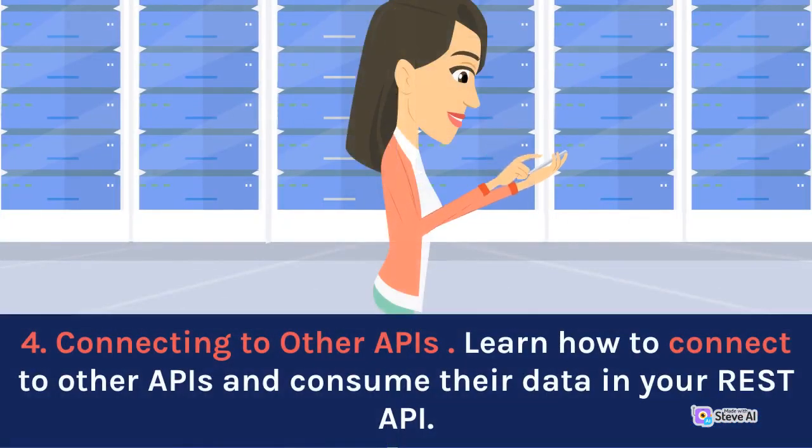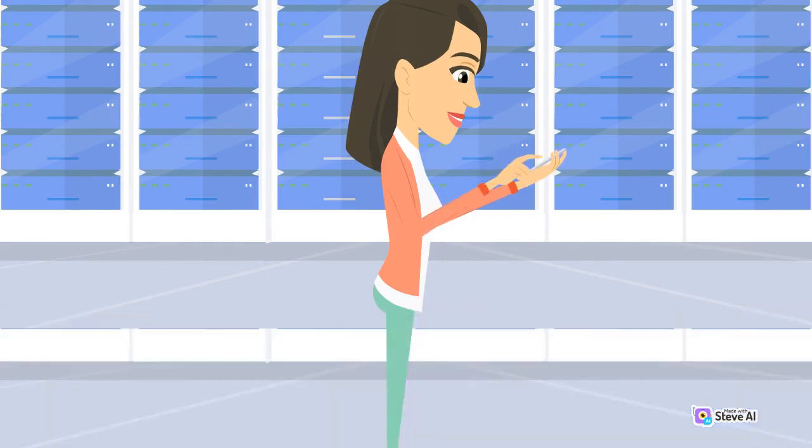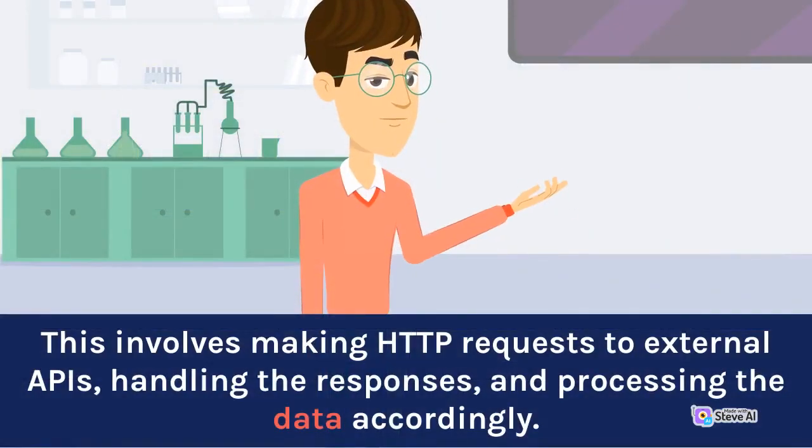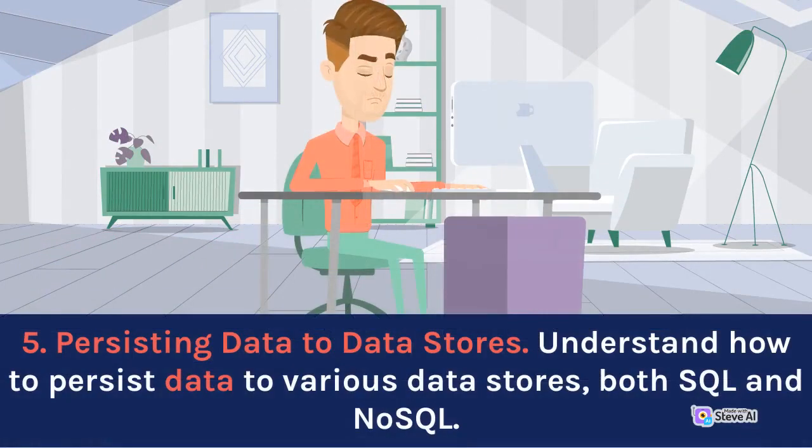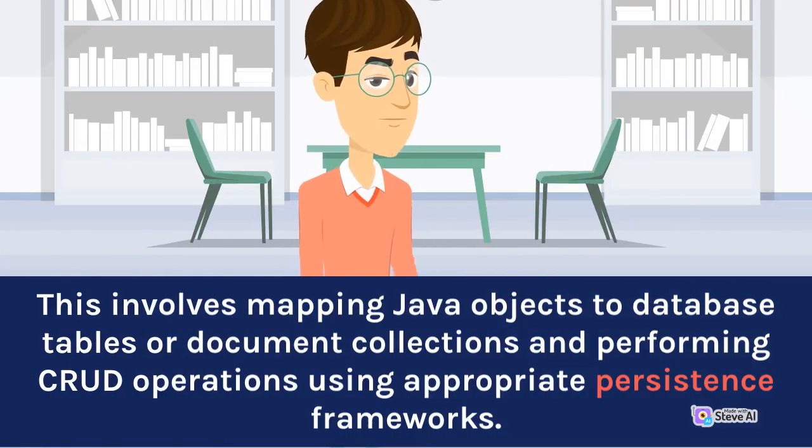4. Connecting to other APIs. Learn how to connect to other APIs and consume their data in your REST API. This involves making HTTP requests to external APIs, handling the responses, and processing the data accordingly. 5. Persisting data to data stores. Understand how to persist data to various data stores, both SQL and NoSQL. This involves mapping Java objects to database tables or document collections and performing CRUD operations using appropriate persistence frameworks.